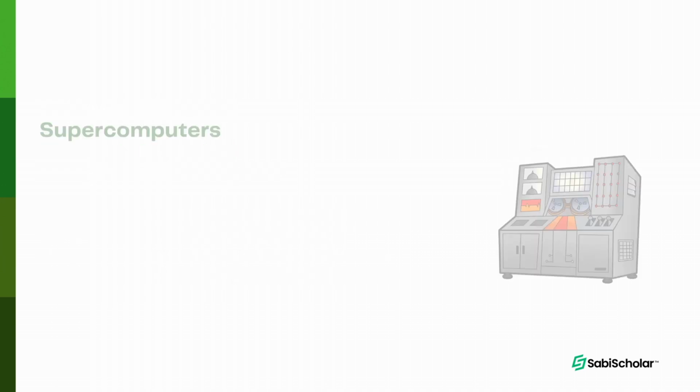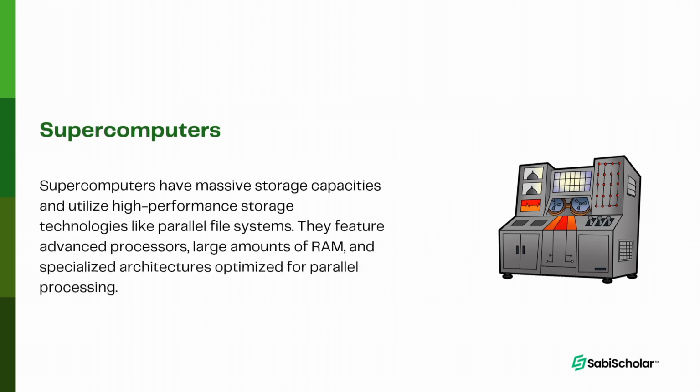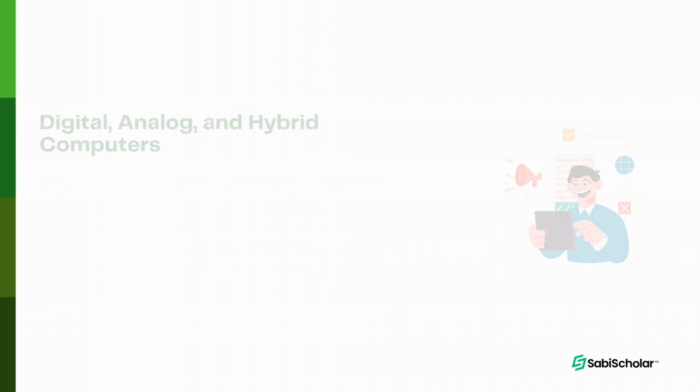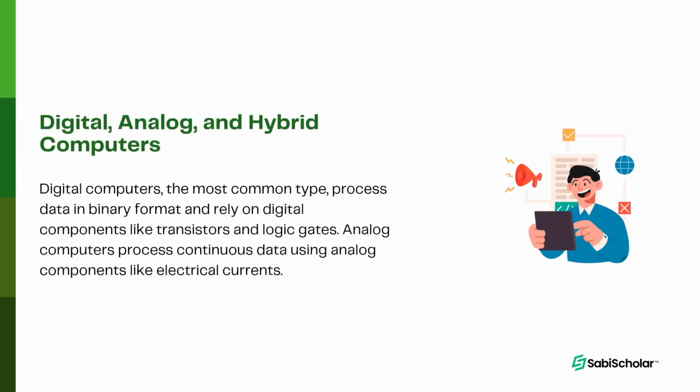So the supercomputers have massive storage capacities and utilize high performance storage technologies like parallel file systems. In this case, the file systems were like having storages that face each other, and you can actually store things on either side of this. So we have digital computers. Digital computers are the most common type, processing data in binary format, and they relied on digital components like transistors and logic gates. So you could also find that these digital computers were better than analog computers.